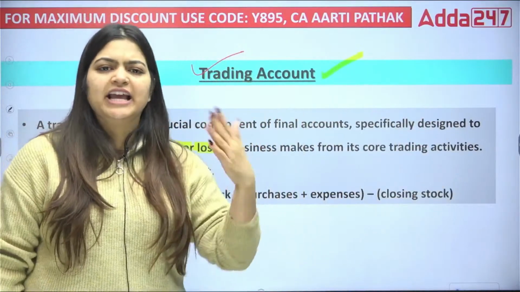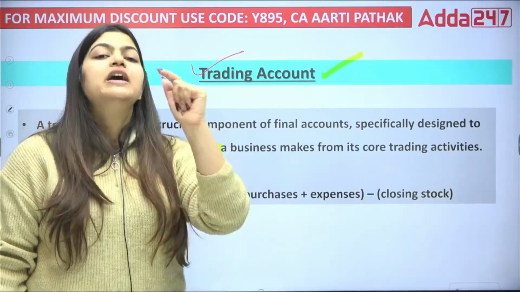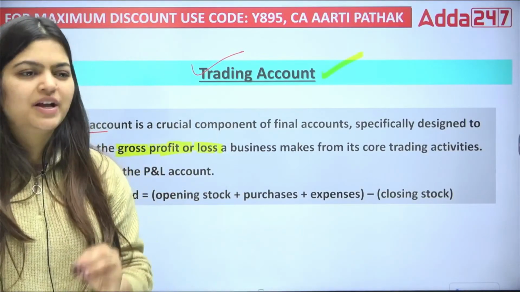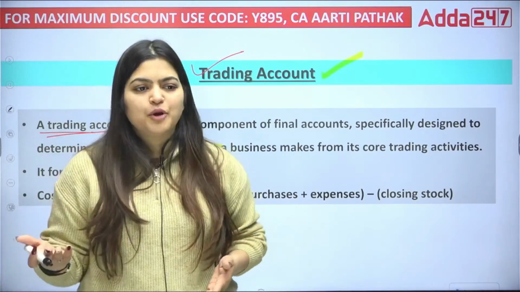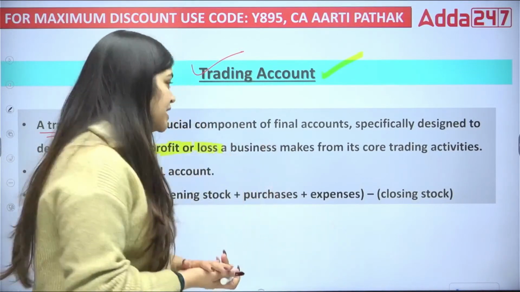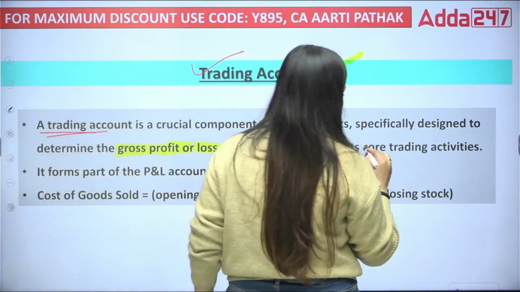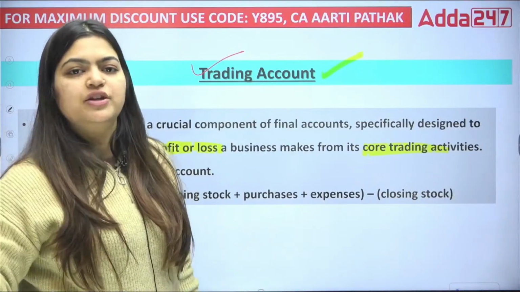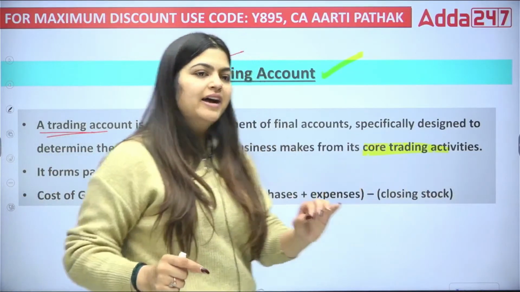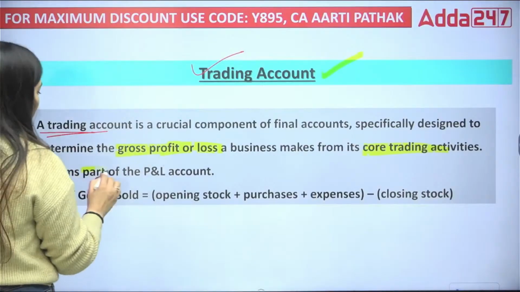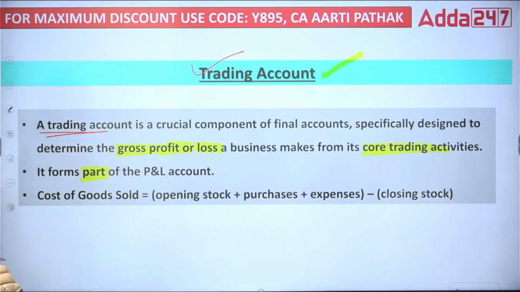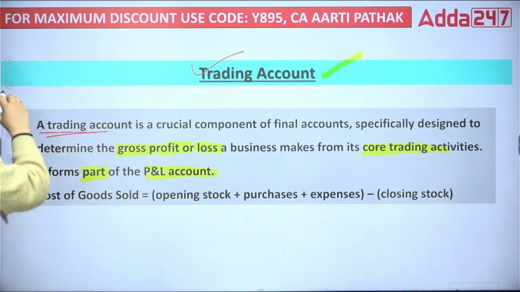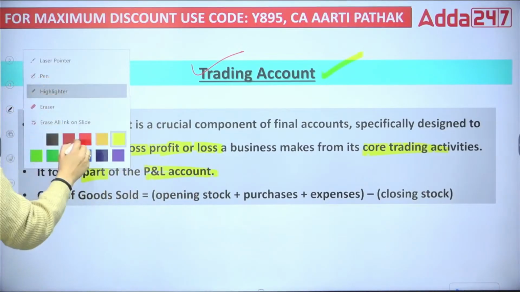And when you are taking your operational activities like selling, purchasing, manufacturing, from that you generate gross profit and gross loss. You will generate only one thing, profit or loss. And remember, these are your core trading activities. Like your banking activities, deposits and sanctioning of loans, those are your core trading activities. And this is not a separate head under your final account. This is a part of the P&L account. Now, here you have an equation.